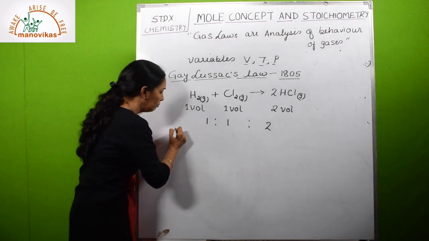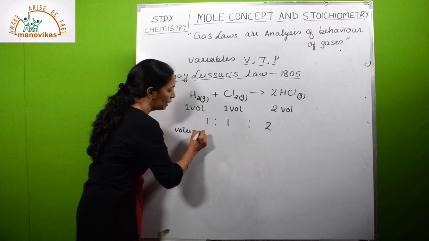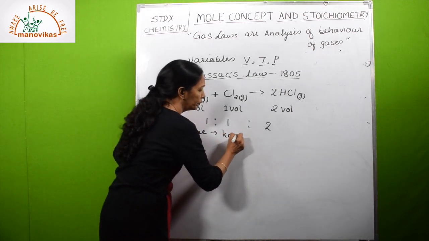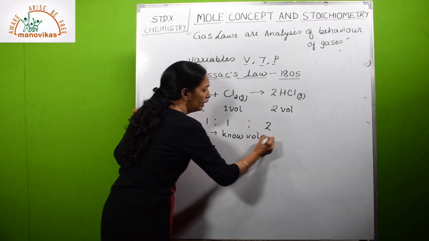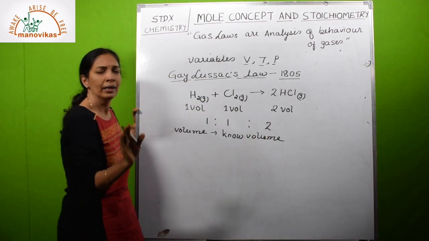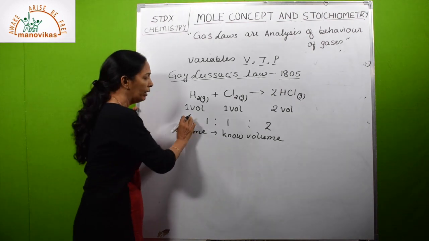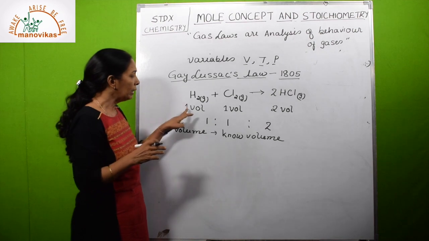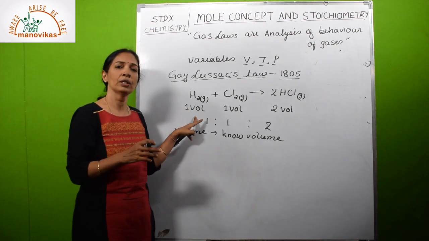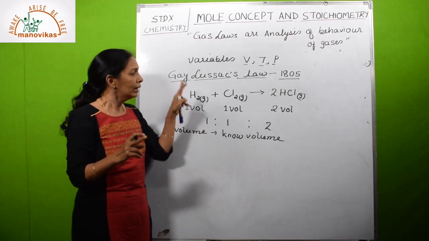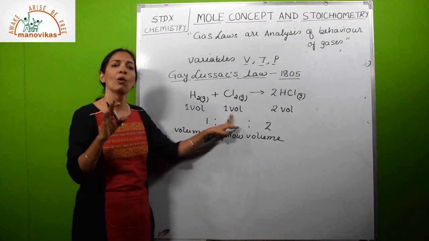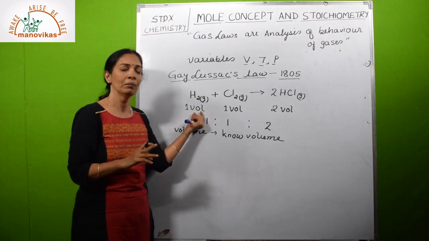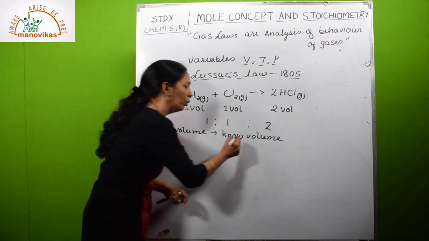Here the meaning of volume is a known volume. It can be any volume. There is not a fixed number. One volume may be 1 ml or 50 ml. But when one volume of hydrogen is 50 ml, then one volume of chlorine will also be 50 ml only. So this volume term is related to a known volume.